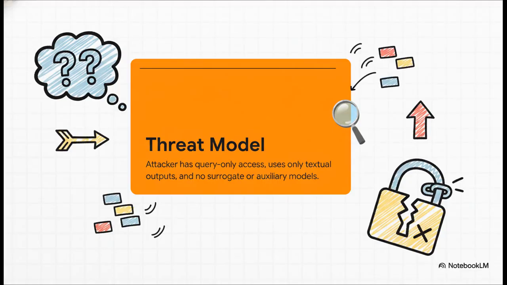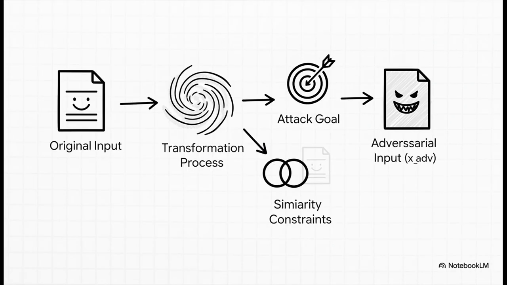And the threat model, the attacker has query-only access to the target model. The attack relies only on the model's textual outputs. It doesn't use any surrogate or auxiliary models. The formal objective is to find an adversarial input, XAD, that achieves a specific attack goal, G, while staying within certain constraints, C of X.